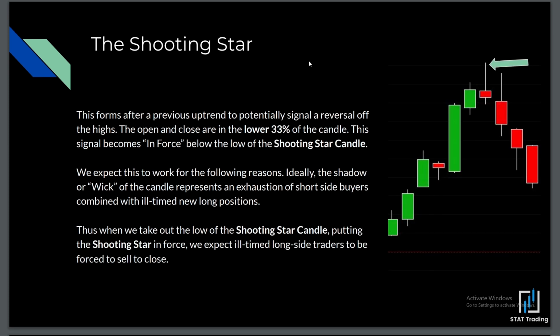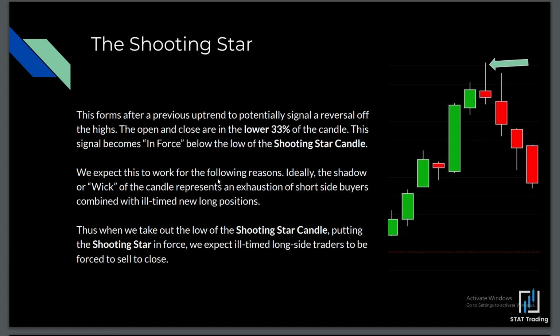We then have the shooting star, or the shooter. And this is going to be pretty much just the opposite. So this forms after a previous uptrend to potentially signal a reversal off the highs. The open and close are in the lower 33% of the candle's range. This signal becomes in force below the low of the shooting star candle. So it must form, it must close, and it must trigger to go in force below this low.